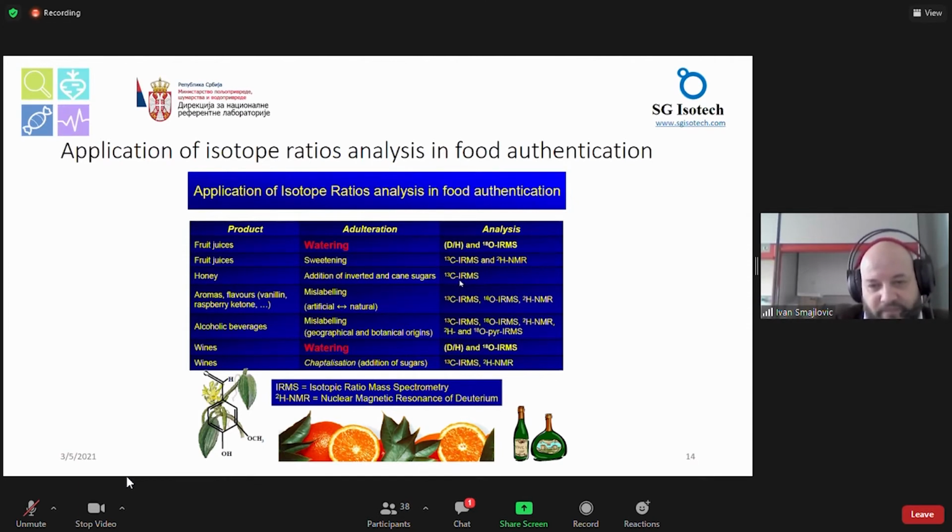At that time, there was only 13C IRMS. But I will show you in this presentation other methods and other applications for honey adulteration, how it is detected. For aromas and flavors, vanillin, raspberry, cotton, and so on, also delta 13C, delta 18O on IRMS, and also 2H NMR. For alcoholic beverages, mislabeling, geographical and botanical origin, again IRMS, NMR, different kinds of stable isotopes, carbon, oxygen, hydrogen.